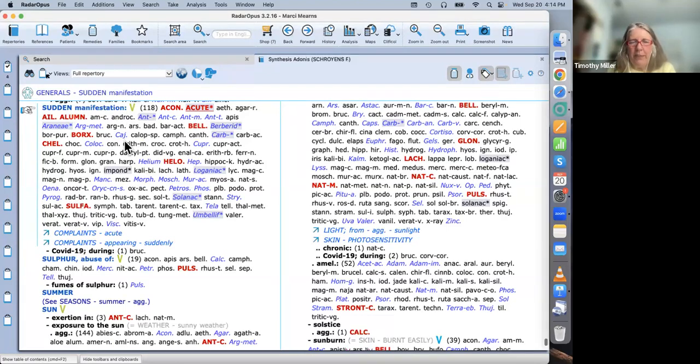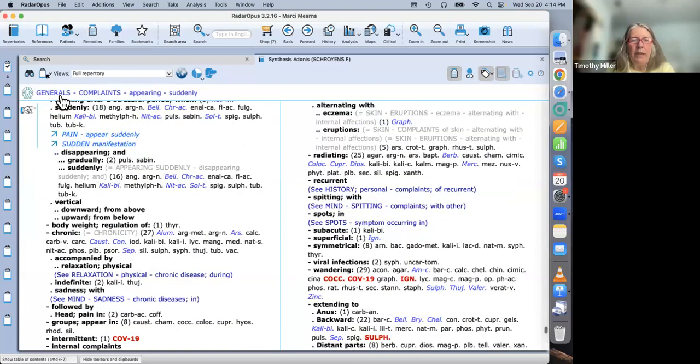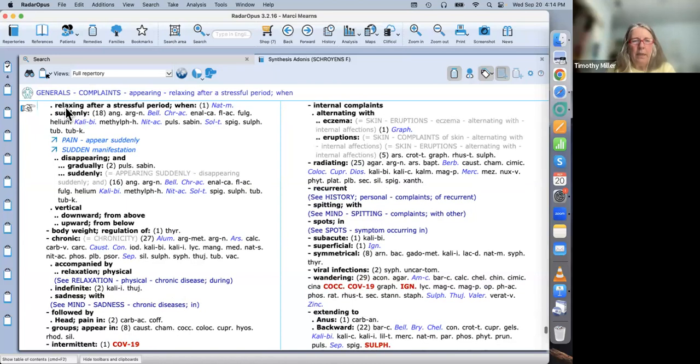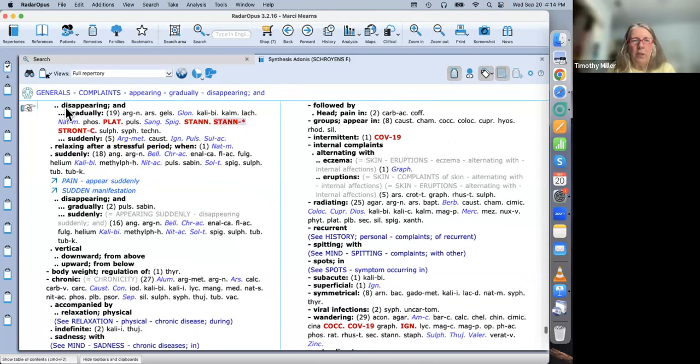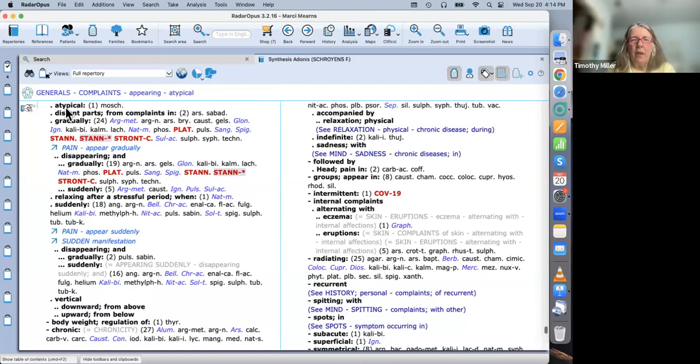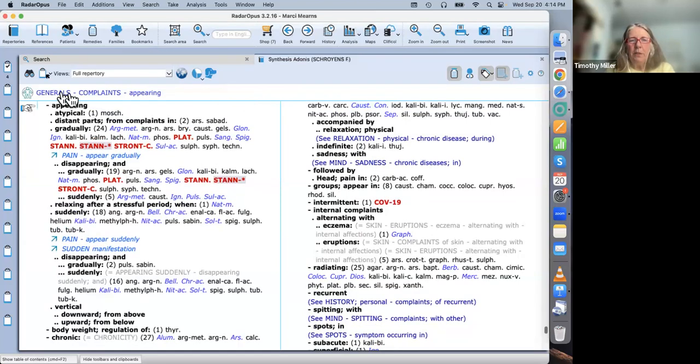But I'm also going to go and look at the cross references here, and they're giving me something that is very interesting within the context of this case. It says complaints appearing suddenly. Now, if we recall, what they said is pains appear suddenly and disappear suddenly. So this might be even better, right? Let's go ahead and double click. And here we have the full rubric, generals complaints appearing.